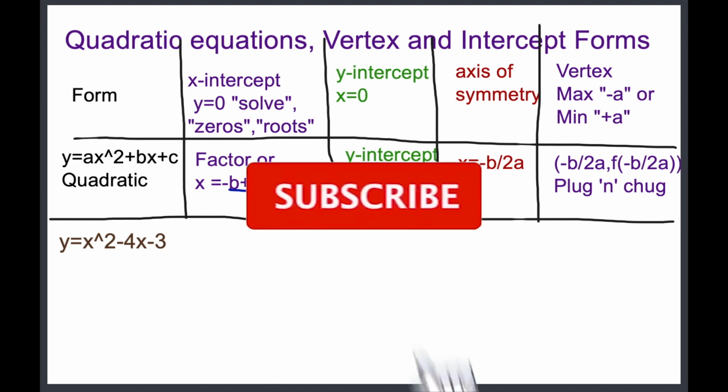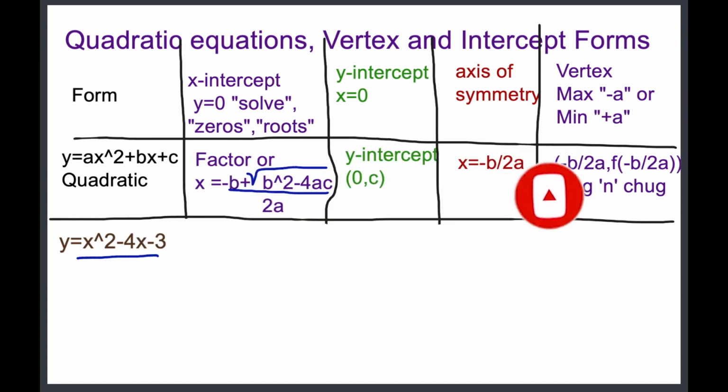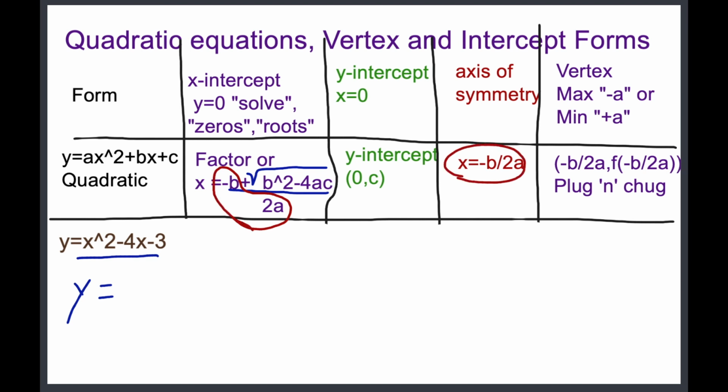Little reminder, what happens if my quadratic doesn't factor? Well, that means I have to use the quadratic formula. And I want to remind you that the quadratic formula actually contains the axis of symmetry formula. This is a 2-for-1. If you know the quadratic formula, you automatically know the axis of symmetry formula. So let's see this work.